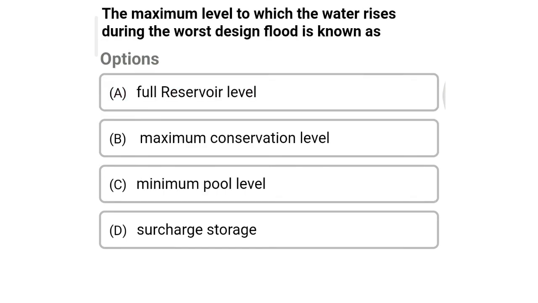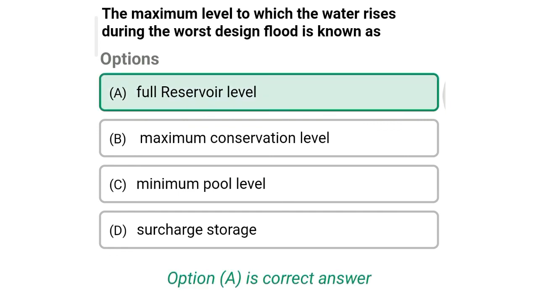So next question, the maximum level to which the water rises during the worst design flood is known as option A full reservoir level, option B maximum conservation level, option C minimum pool level, option D surcharge storage. So the correct answer is option A full reservoir level.